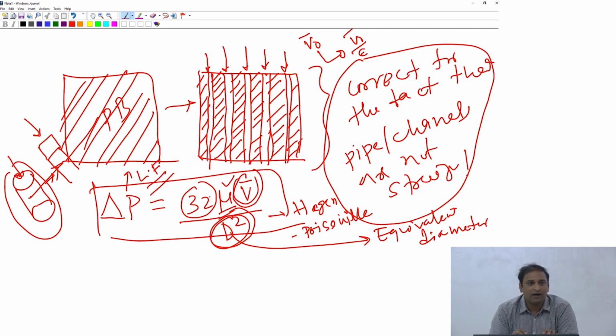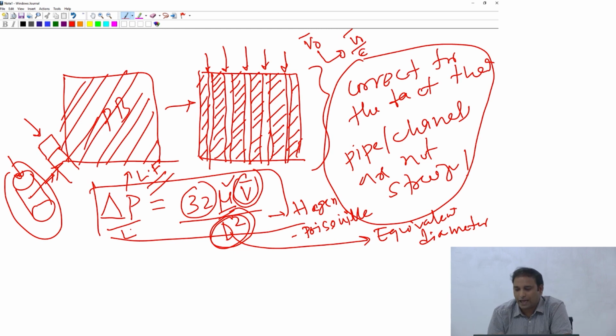I'm going to use that, I'm going to modify it. Oh yeah, delta P by L, I'm sorry about that. So this is delta P by L, that is the pressure drop per unit length. That is equal to 32 mu V bar divided by D square.